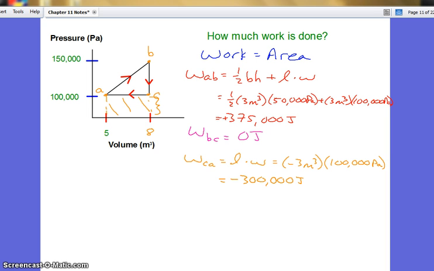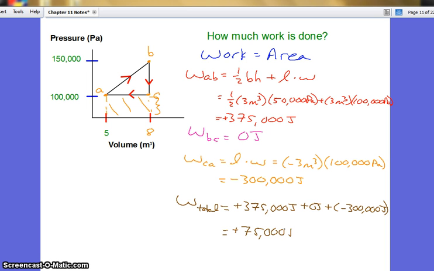Now we want to find the total. And so to get the total work done, we just add up all of our values that we have calculated. So a positive 375,000 joules plus 0 joules plus negative 300,000 joules. And we get the total work done to be a positive 75,000 joules.